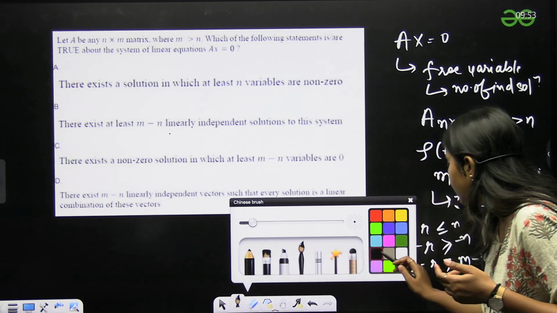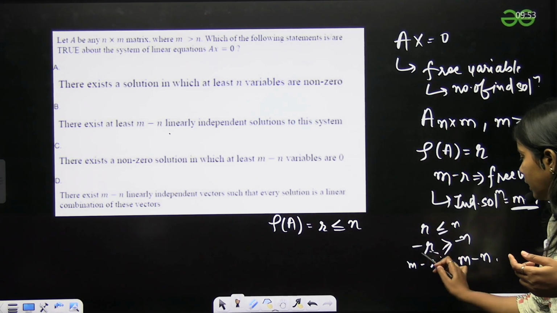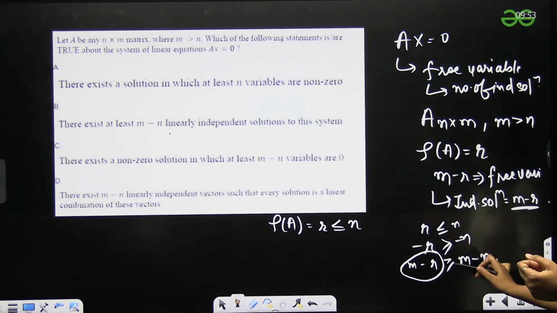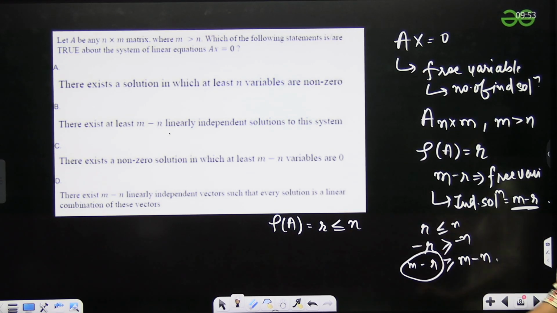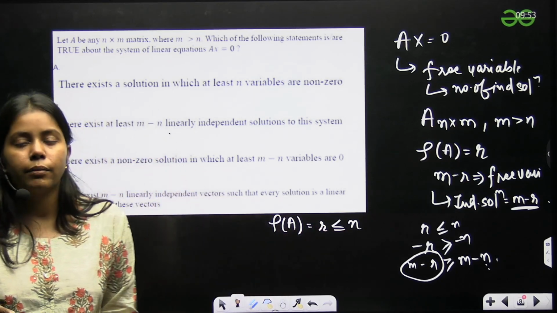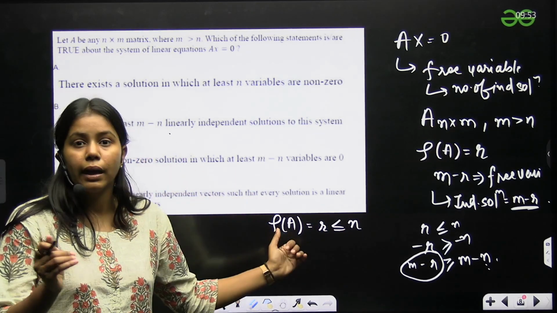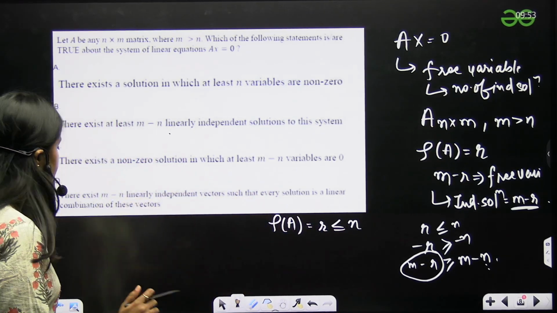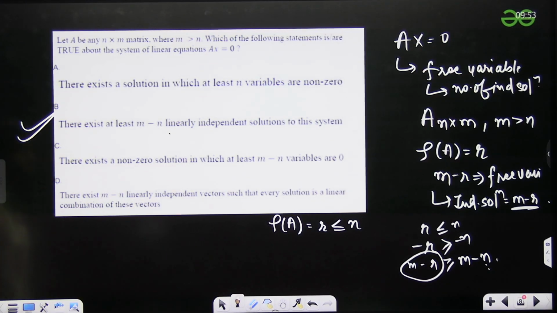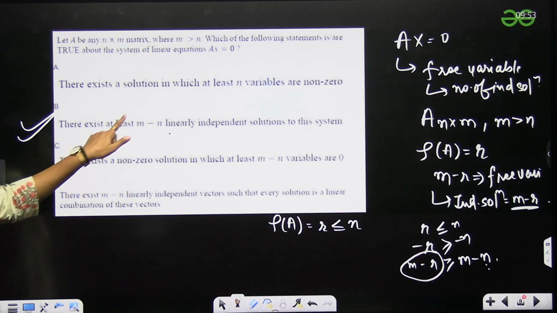Why is that? Because if rank is r, I am getting m minus r linearly independent solutions. If r can be up to n, if r becomes n, at least I have m minus n linearly independent solutions. If r is less than n, let's say n minus 1, n minus 2, तो मुझे उससे ज़्यादा ही solutions मिलेंगे. I'll get more solutions. But this statement is true, that there exist at least m minus n linearly independent solutions to this system.